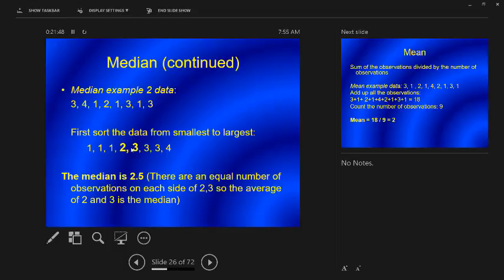The reason is I have an even number of observations. These are the 2 in the middle, and I have to take the average of these 2. So the average of 2 and 3 is 2.5. So the median for this sample of data would be 2.5. When you have an even number of observations, you have to find those 2 that are in the middle and then get the average of those 2.